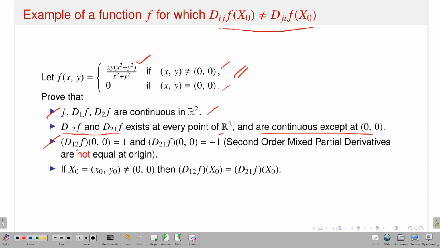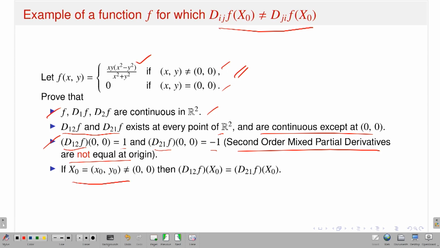So, I said explicitly you have to calculate the second order partial derivatives of f at the point 0, 0. If you evaluate it, it will be 1, and if you consider the second order partial derivative with respect to the two variables in the other order at the point 0, 0, it is -1. That means the second order mixed partial derivatives are not equal at the origin.